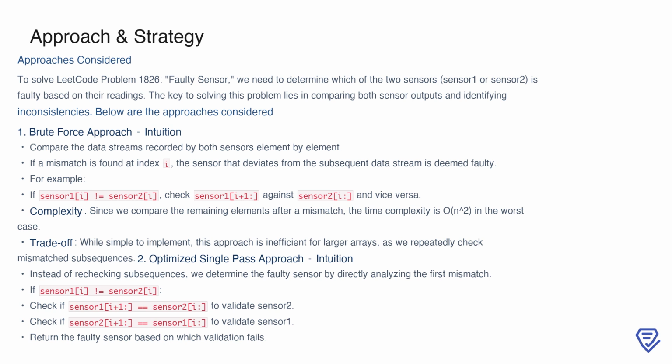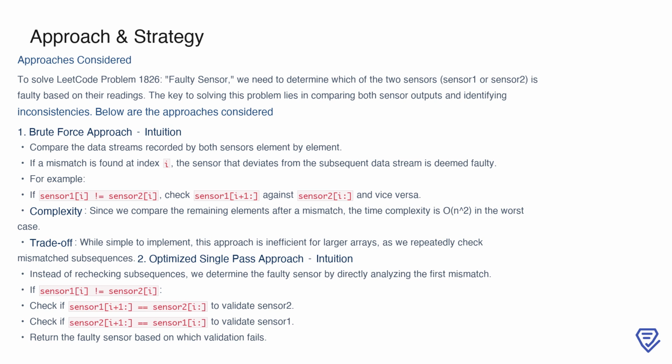To solve the problem of identifying which sensor is faulty, let's start by considering the approaches available. The first approach is the brute force method. Here, we compare the outputs of both sensors element by element. If a mismatch occurs at any index, we analyze the subsequent parts of the data streams to determine which sensor is faulty. For instance, if the two sensors disagree at index i, we compare the remaining elements of sensor 1 starting from i+1 with the corresponding elements of sensor 2, and vice versa. The sensor whose data no longer aligns with the other is deemed faulty.